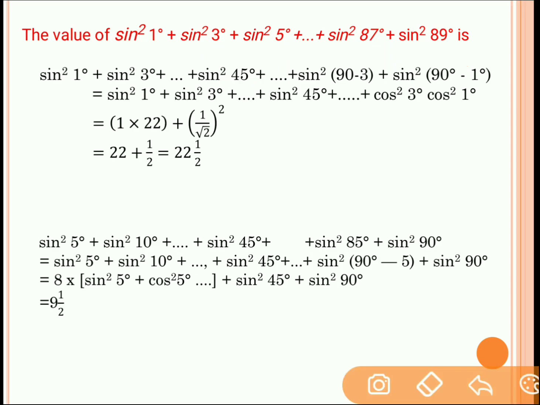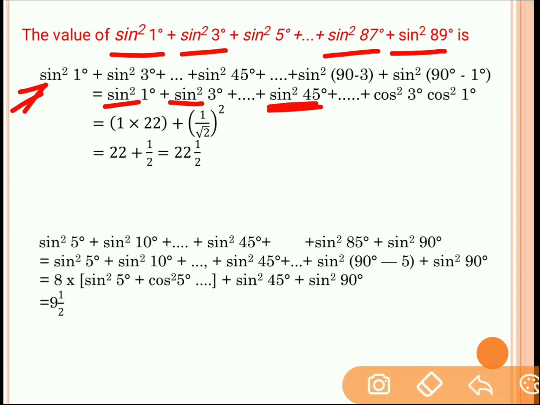So using the value of complementary functions, sin square 1, sin square 3 up to sin square 45, these values won't be converted. However, the values after 45, that is from sin square 47 to sin square 89, all the functions will be complementary to those functions which are before 45 degree. Fine. So 1 degree will get complement with 89, 3 will get complement with 87.